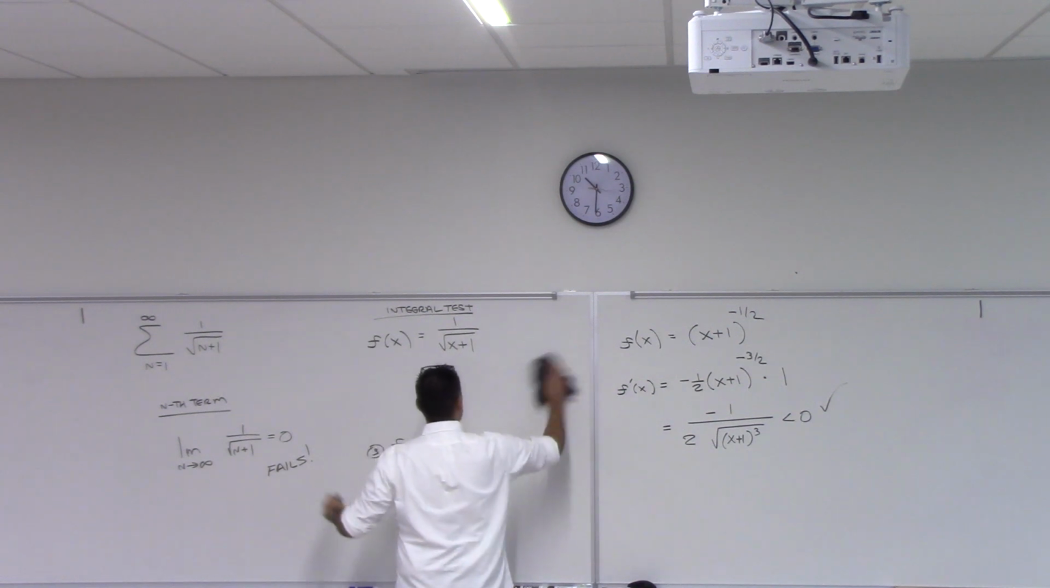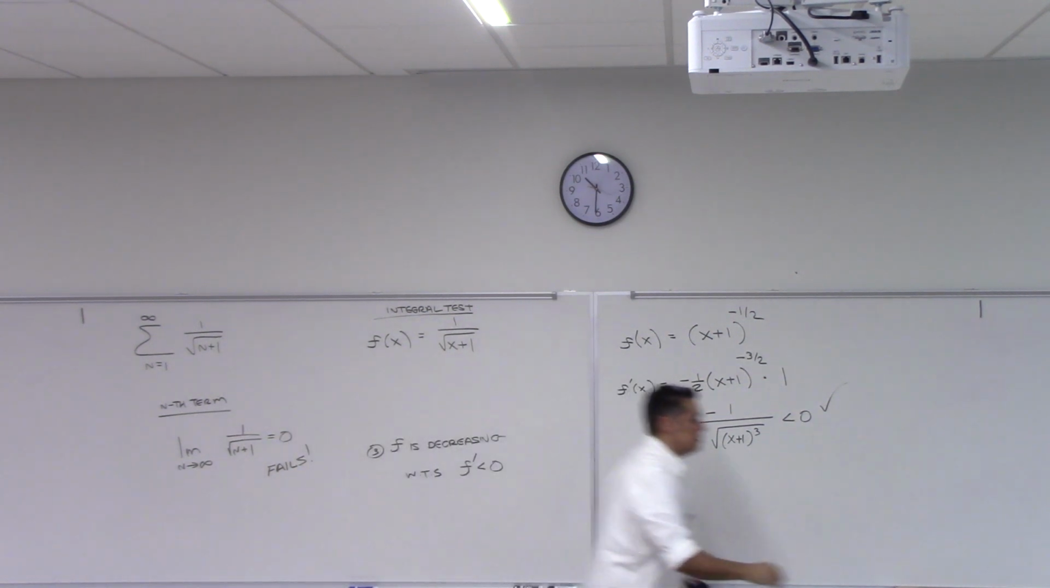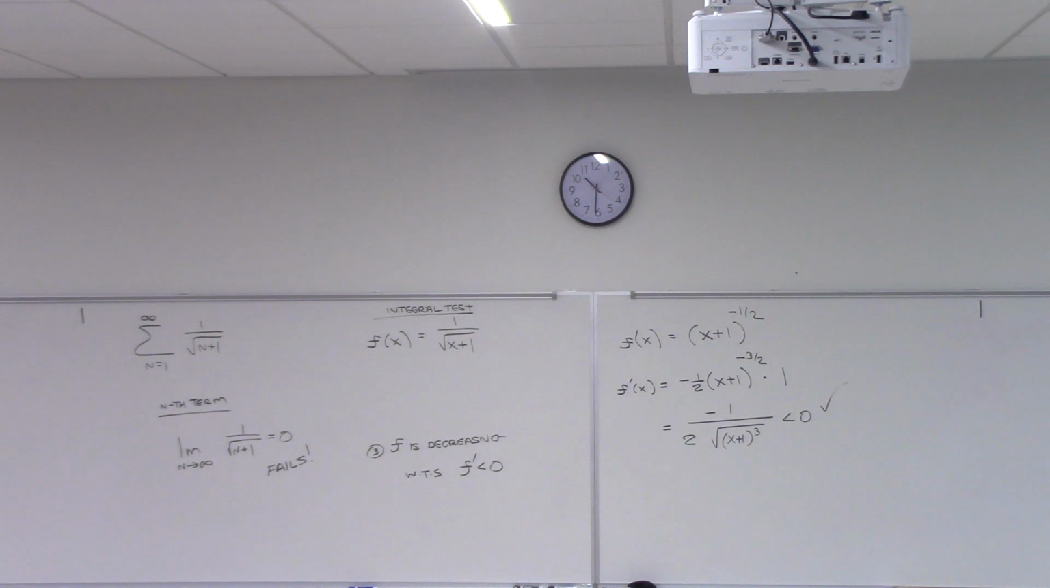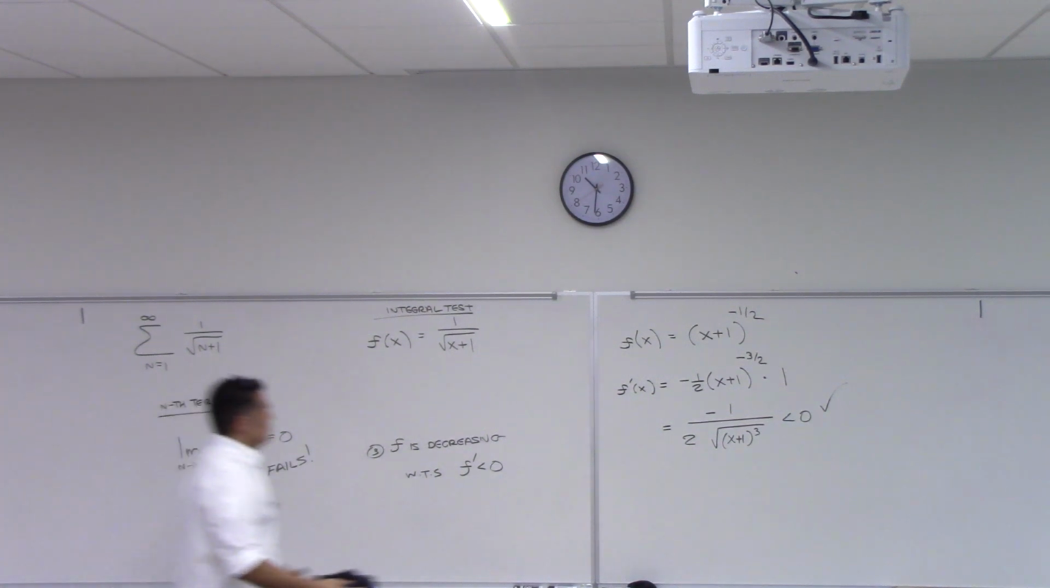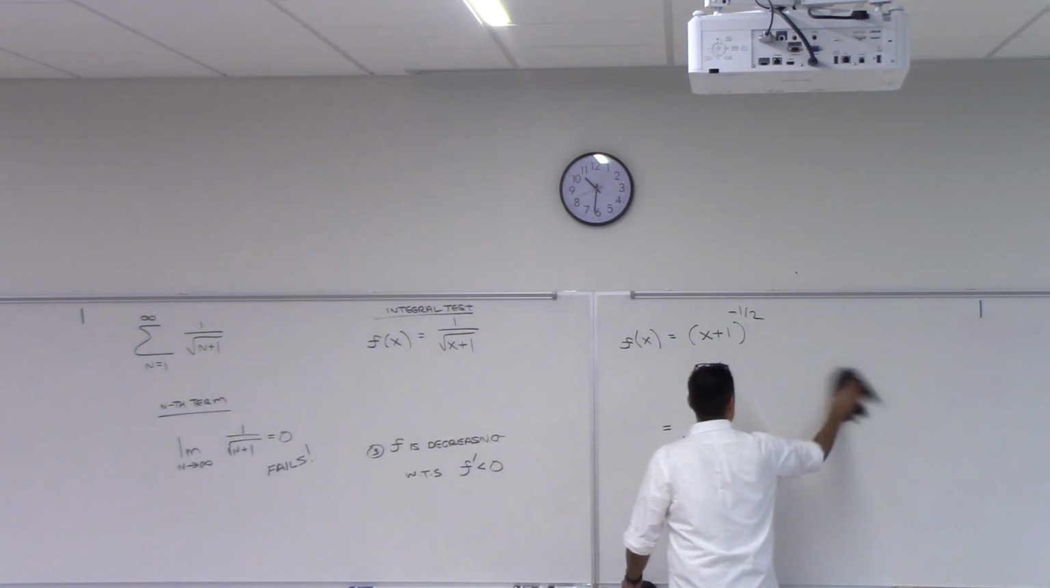And this is in your notes too. It says it in the note right here. For the steps, there are two options in showing that something is decreasing. You can either show that the derivative is negative, or you can show that we have a decreasing sequence. So I'm going to do that. So your other option is to show this.